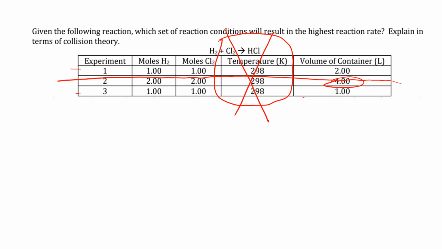Now let's look at experiment 1 and 3. Experiment 1 and 3 both have 1 mole of each reactant, but the volume increases in experiment 1. If you increase the volume of your container, there's going to be less pressure. Less pressure means the particles are less likely to interact with each other. So experiment 3 is the one with the highest reaction rate.